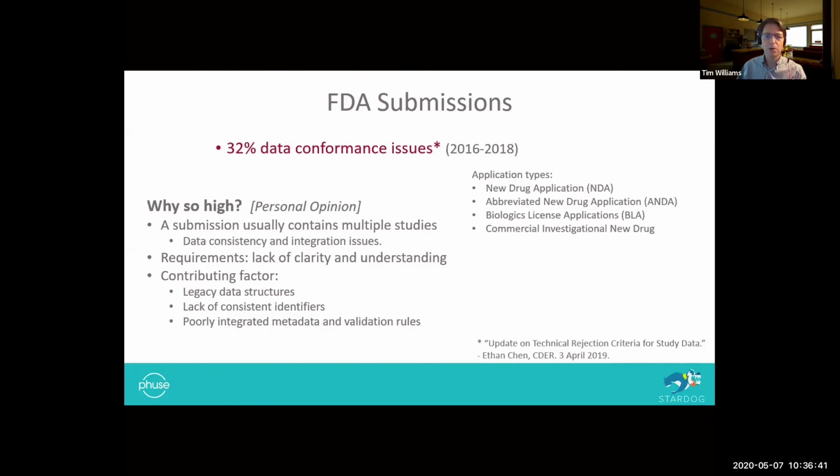The legacy row-by-column relational data structures are causing us a lot of grief. There is a lack of consistent and unique identifiers for everything from drug products to identifying patients and events across studies.